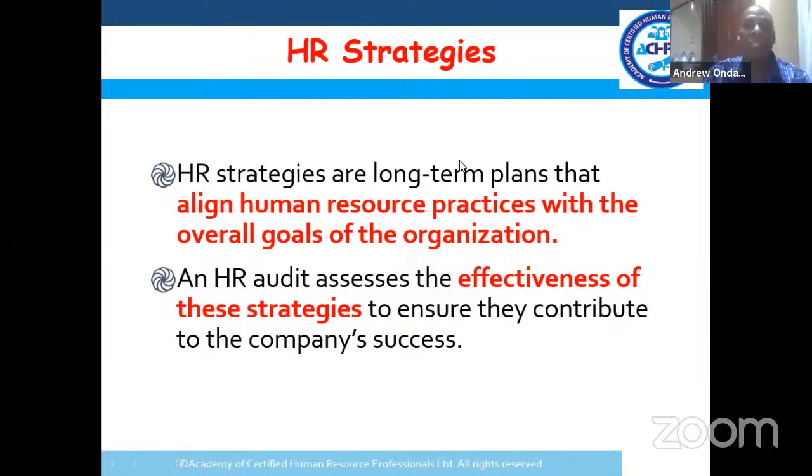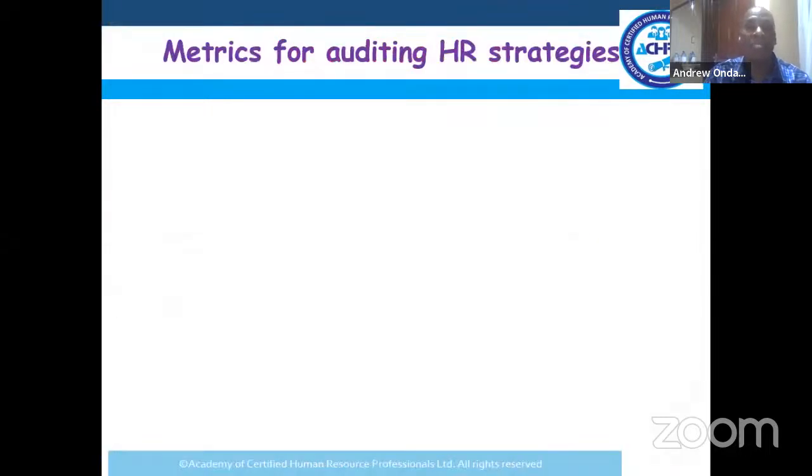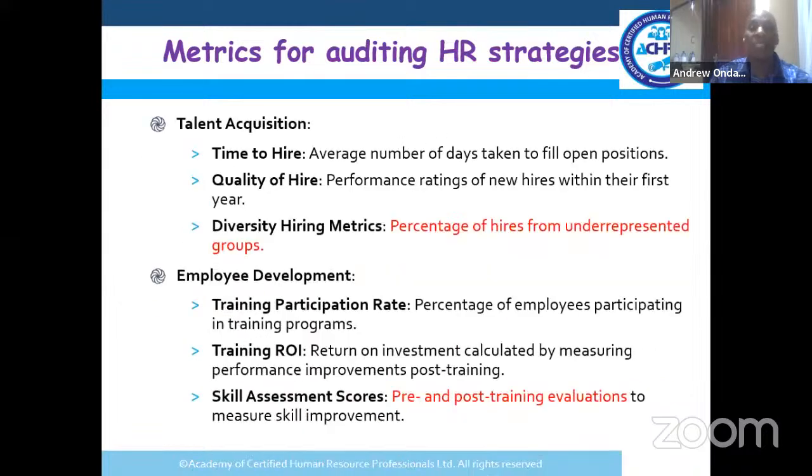Now we can continue. I was saying that there are various ways of measuring the effectiveness of HR strategies, and these are the metrics that we are using. One of the metrics we are looking at is talent acquisition, which is a process of attracting, hiring, maintaining, and retaining the people with the right mix of skills, knowledge, and abilities. One of the ways of measuring talent acquisition is the time to hire.